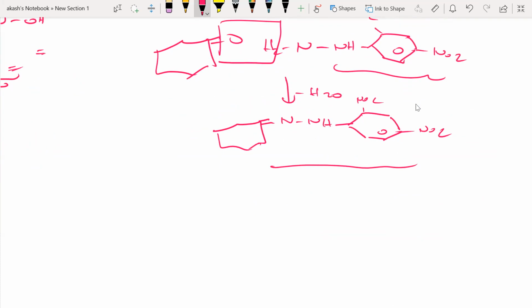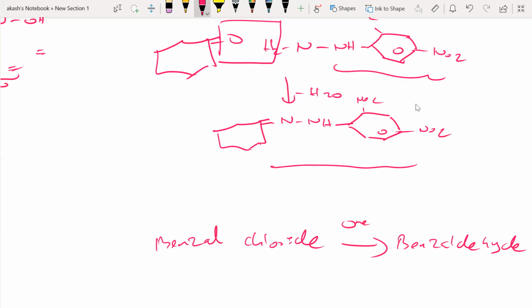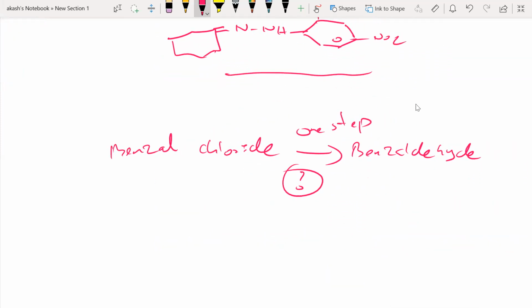So there is a reaction in which we will be able to convert benzal chloride directly into benzaldehyde in one step. Right? What is the step? Benzal chloride can be converted into benzaldehyde in one single step. If you're wondering what benzal is, actually it's benzal dichloride. They didn't mention this, but you have to understand that this is benzal dichloride.